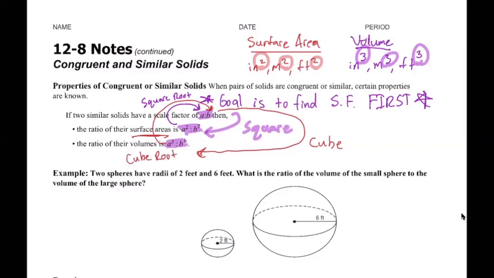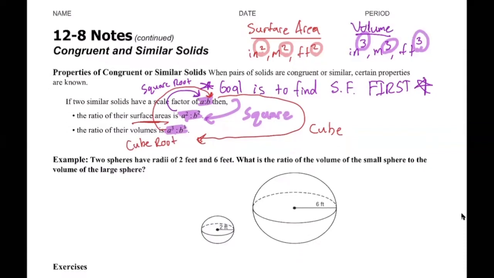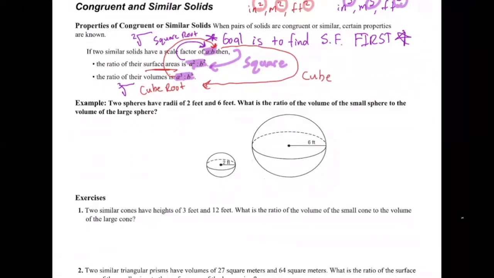Cube root, okay? Do we know what a cube root looks like? If a square root looks like this, that's a square root. Technically, there's an invisible 2 there for a square root, just like there's always an invisible 1 in front of variables. Same idea, so for a cube root it would be a 3 here. Just a heads up. So that's your process.